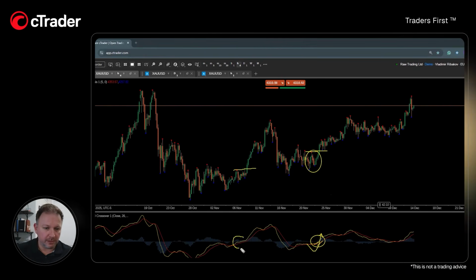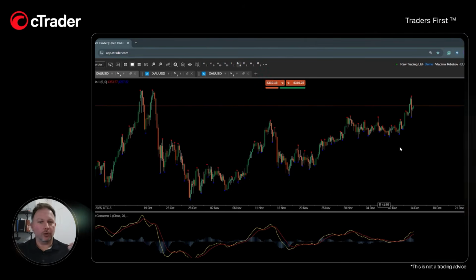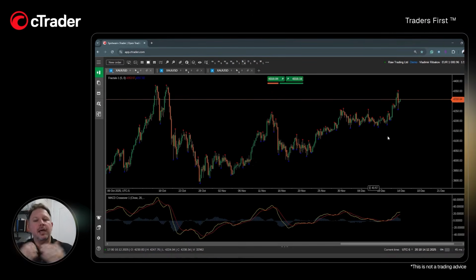Another example is here, when we go above the fractal, close and hold above the fractal, and the moving average of the MACD crosses to the positive area. This is an absolutely golden signal that helps to spot fantastic opportunities.